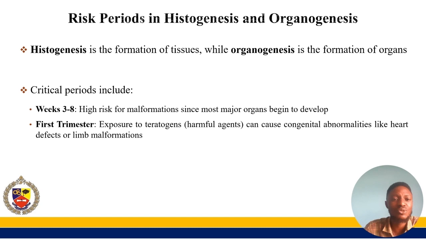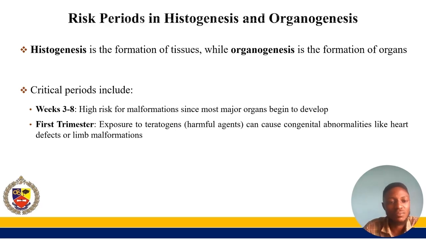So let's look at the risk period in histogenesis and organogenesis. What is histogenesis itself? Histogenesis is simply the formation of tissues, while organogenesis is the formation of organs, right? During the formation of these tissues and organs, there are risk periods when malformation or abnormality usually occurs. From week 3 to week 8, there is a very high risk for abnormalities to begin to develop. This is when malformations usually begin, so during this period you have to be very careful.